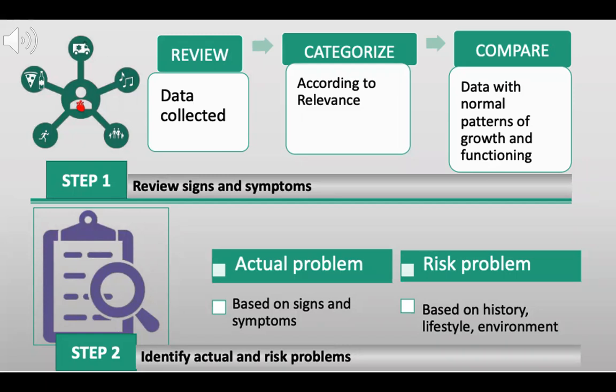The first step of the diagnosis is to review the data collected, then categorize it according to relevance, and later compare it with the normal patterns of growth and functioning. So data are categorized and organized through clustering. Some institutions adopt certain models in their standards so that data can be properly organized.